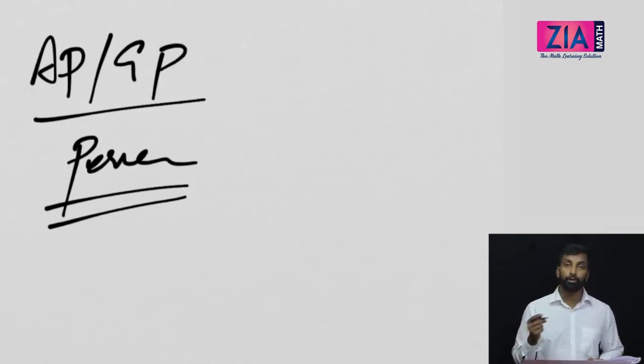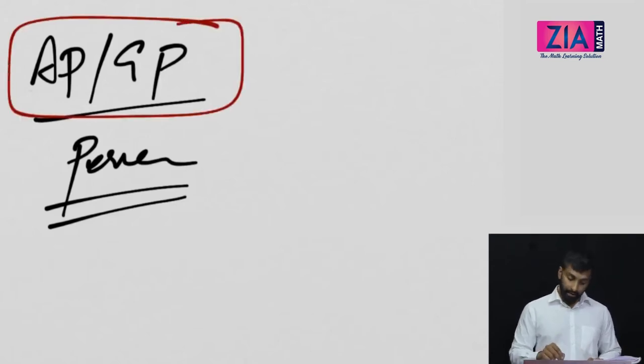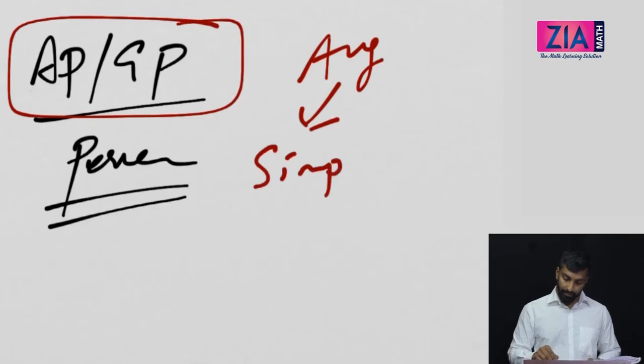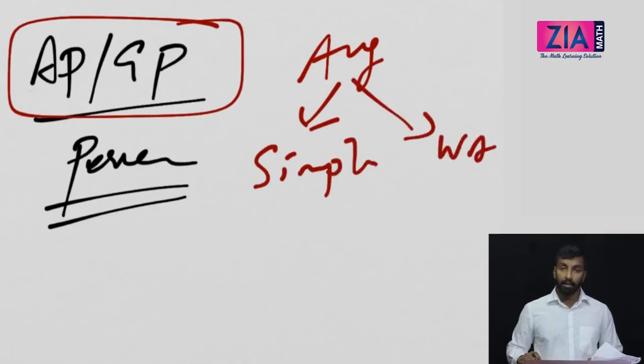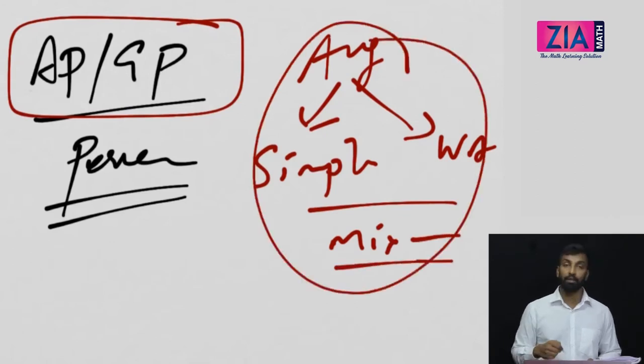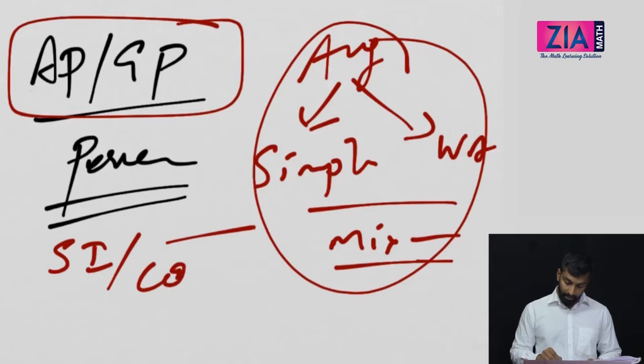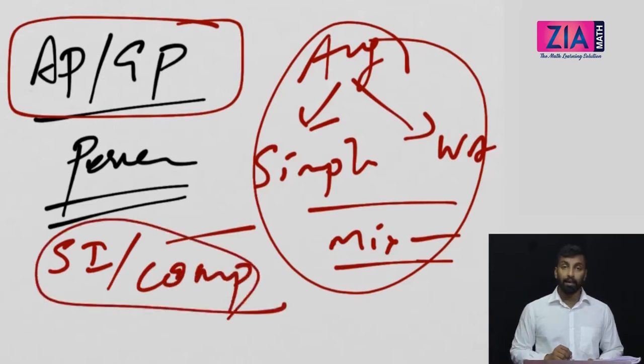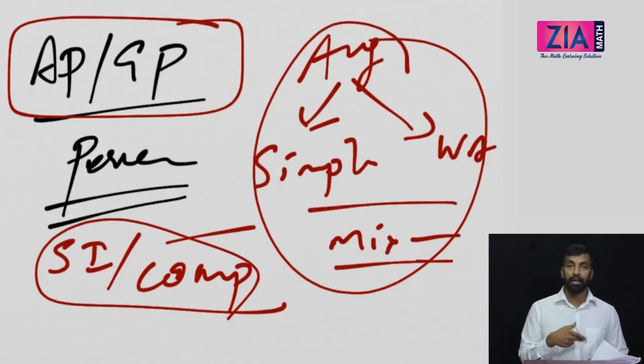So the agenda for today's session is basically I'll try to complete AP, GP, then average, again simple average and weighted average. Then we'll also discuss mixtures, allegation. Okay, all these will be covered together. After that we'll discuss simple interest, compound interest, all those topics. Then in the next session we'll try to take up the problems and we'll solve all the problems, right?